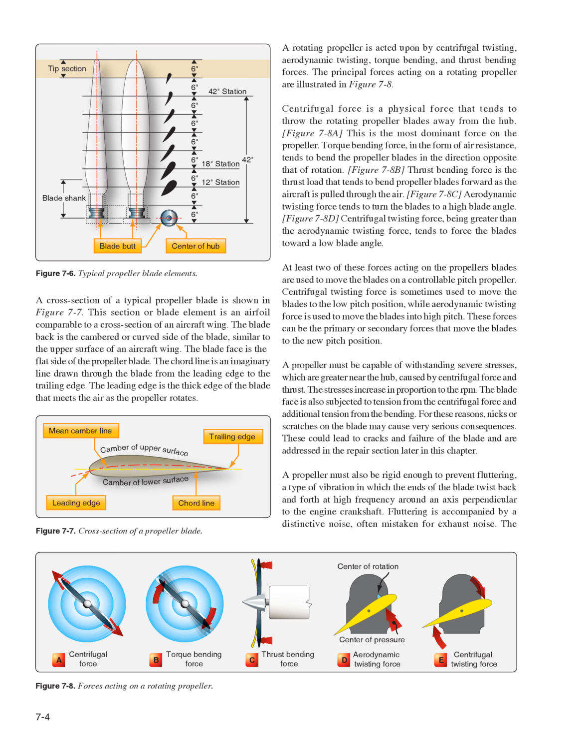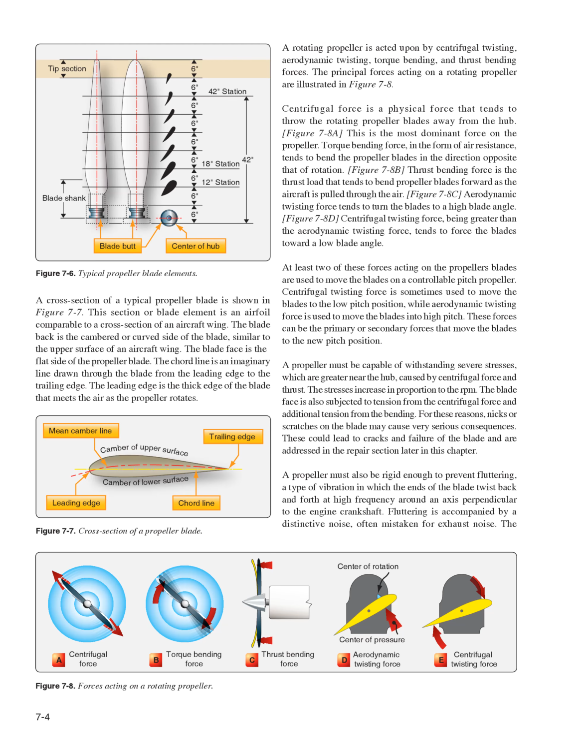A propeller must be capable of withstanding severe stresses, which are greater near the hub, caused by centrifugal force and thrust. The stresses increase in proportion to the RPM. The blade face is also subjected to tension from the centrifugal force and additional tension from the bending. For these reasons, nicks or scratches on the blade may cause very serious consequences. These could lead to cracks and failure of the blade and are addressed in the repair section later in this chapter.